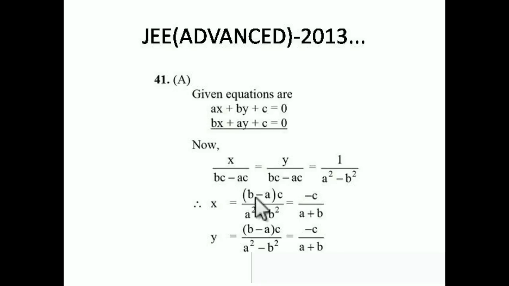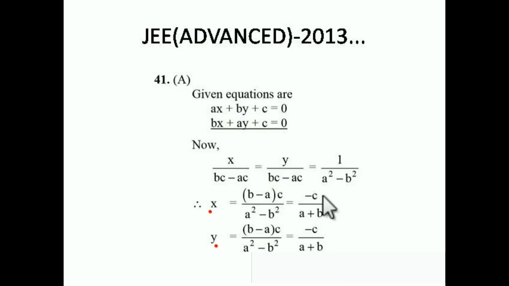Here c is common, so b minus a into c upon a square minus b square. A square minus b square can be written as a minus b into a plus b. A minus b and this b minus a get cancelled out, so we are left with minus c upon a plus b. So we have the x coordinate, that is minus c upon a plus b. Then for y, we have bc minus ac, c common, b minus a upon a square minus b square. Again, this is a minus b into a plus b, they cancel out, and we are left with minus c upon a plus b. So the point x comma y is minus c upon a plus b and minus c upon a plus b.